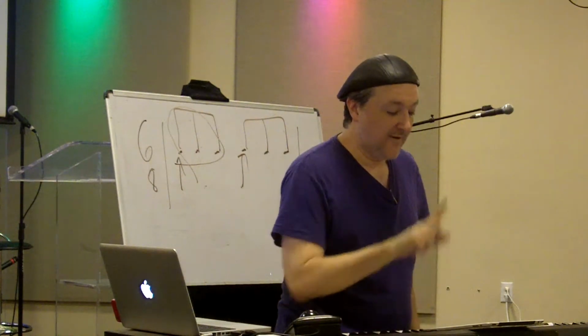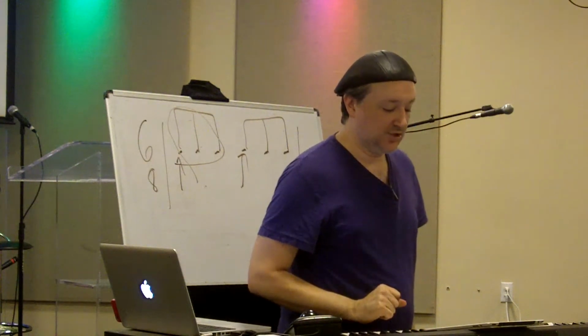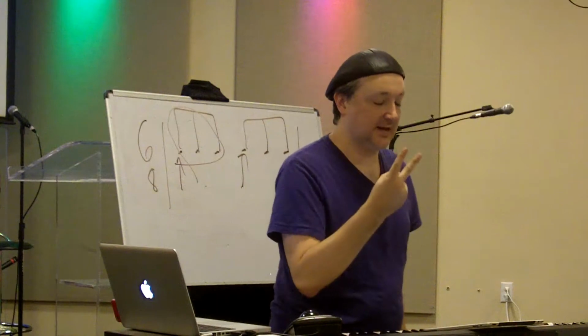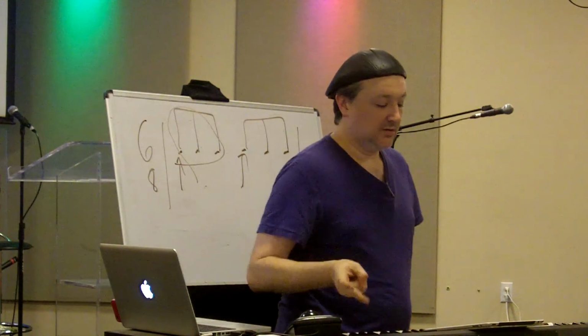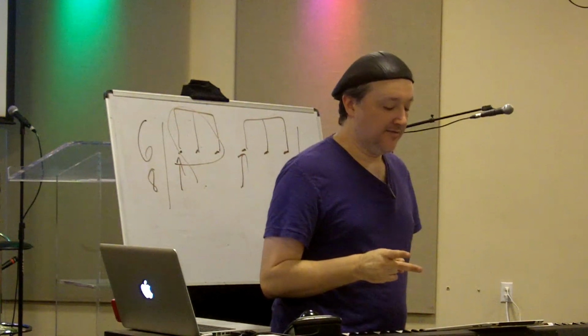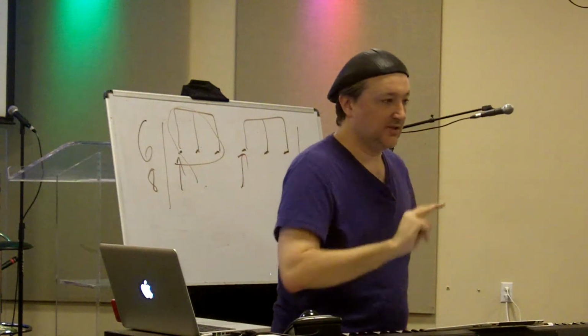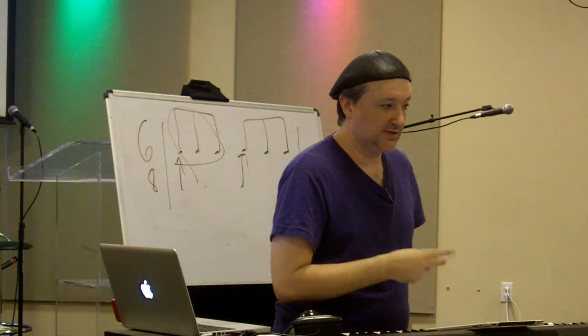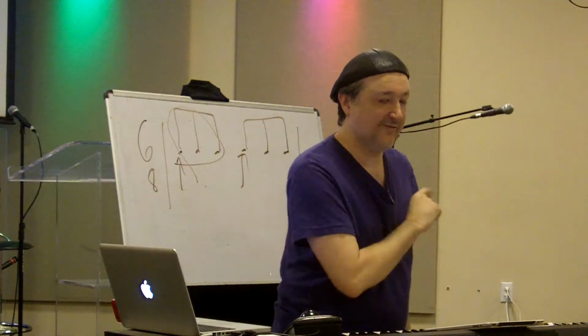So the very first time we get to measure 19, we go 19, 20, 21, 22, 23, 24, 25. First ending, 26. We play the G, and now we go back. Now we're on our second time through. 19, 20, 21, 22, 23, 24, 25. Now we're going to the second ending. We don't play 26. We go to the second ending, which is on the next line, measure 27.